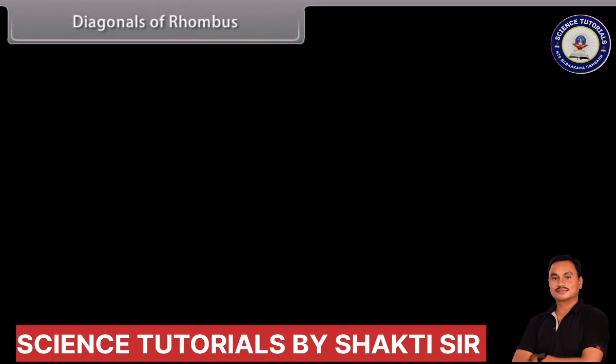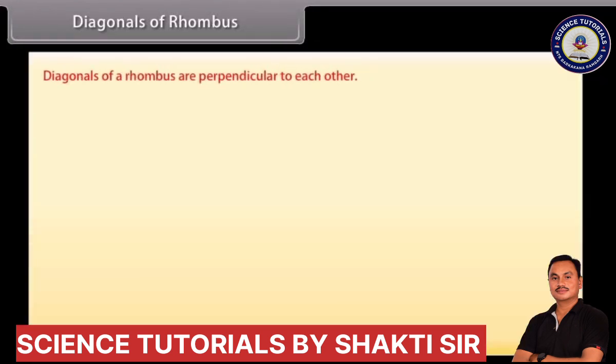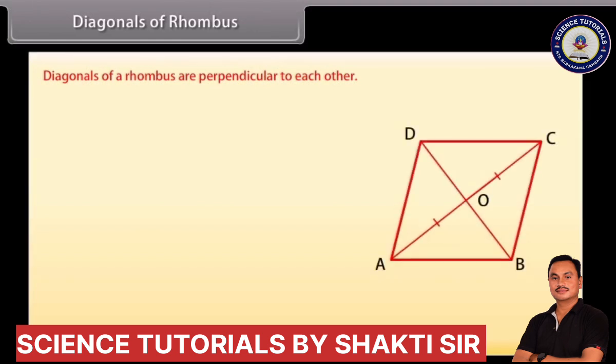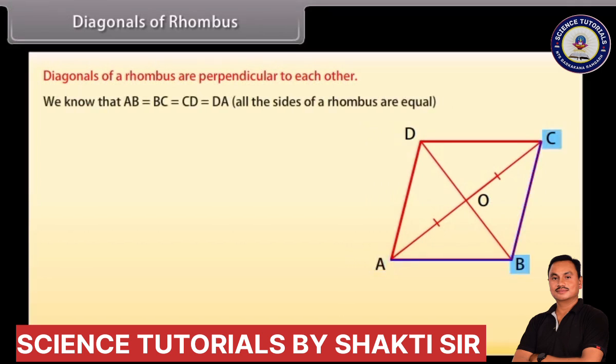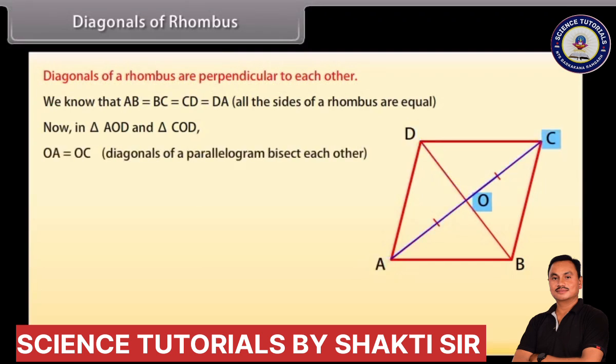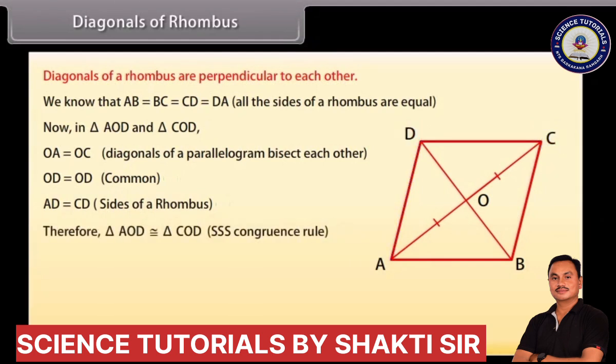Diagonals of a rhombus. Let us now prove that the diagonals of a rhombus are perpendicular to each other. Consider the rhombus ABCD. We know that AB is equal to BC is equal to CD is equal to DA because all the sides of a rhombus are equal. Now, in triangle AOD and triangle COD, OA is equal to OC because the diagonals of a parallelogram bisect each other. OD is equal to OD, common. AD is equal to CD, sides of a rhombus. Therefore, by using SSS congruence rule, triangle AOD is congruent to triangle COD.